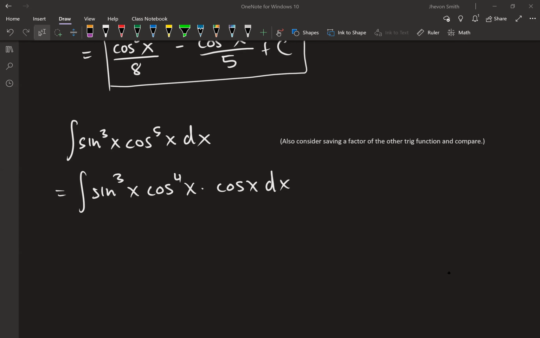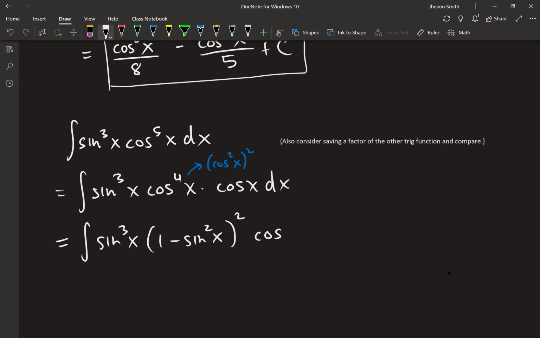Now you would think of the cosine to the fourth as cosine squared, squared. So this would be sine cubed x of 1 minus sine squared, squared. Now, if you distributed the power, which is not the right thing to do, you would get 1 minus sine to the fourth, but this is incorrect. That is distributing a power across a sum. You would have to expand the parentheses. At this point you would do a u equals sine substitution. Your integral would then become u cubed times 1 minus u squared, squared, du.